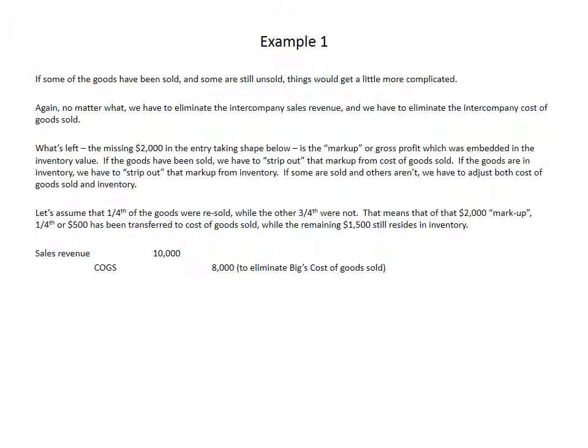Let's go ahead and assume that of the $10,000 of merchandise that was sold, 1/4 of that is resold, which means that 1/4 of the gross profit has been realized, while the other 3/4 has not been sold. So the other 3/4 of that $2,000 gross profit has not been realized. So of that $2,000 markup, 1/4 or $500 has been transferred to cost of goods sold, and we need to fix cost of goods sold, so we reduce cost of goods sold by $500. Similarly, the remaining 3/4 or $1,500 of that markup, or that inflation, is residing in inventory, and so we have to correct inventory, reducing it by $1,500.